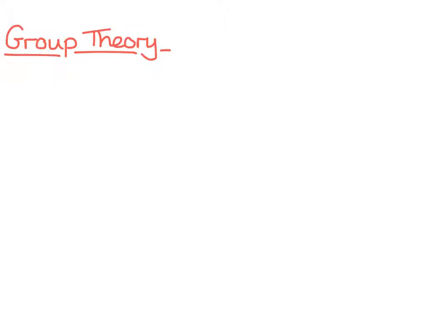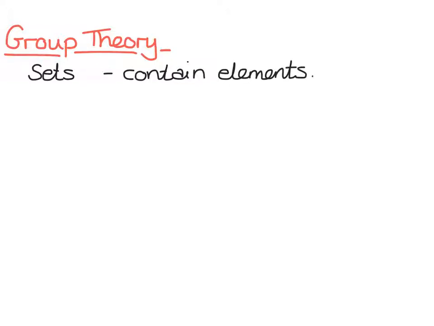So let's start off with some background. The members of a set are often called its elements. Sets also have something called a binary operation. This is usually denoted with a little circle like so.